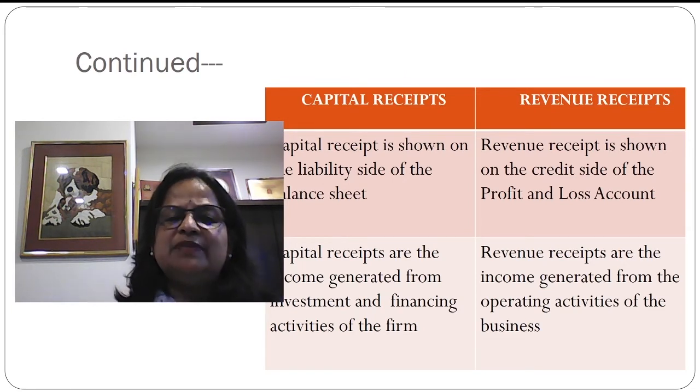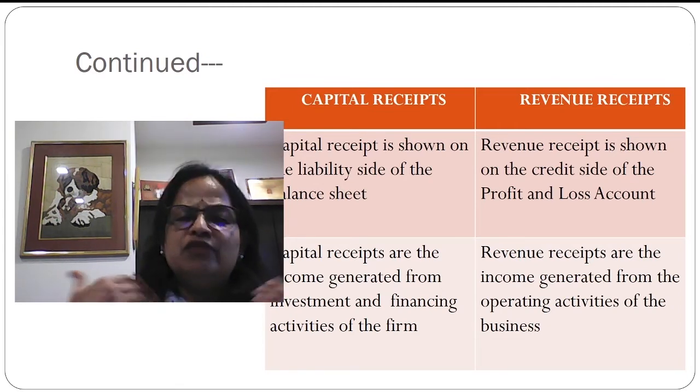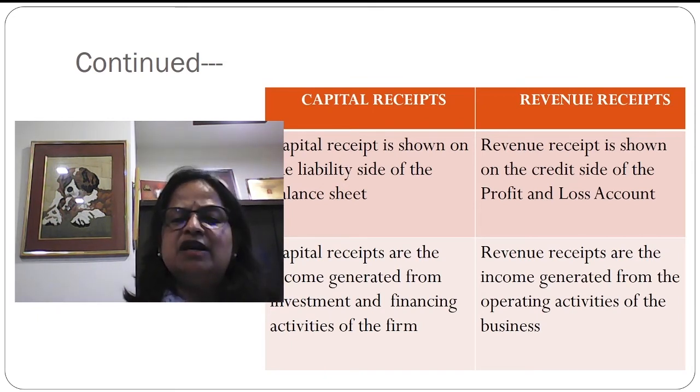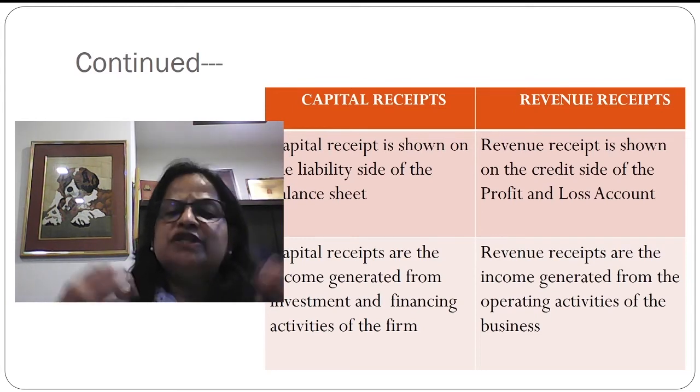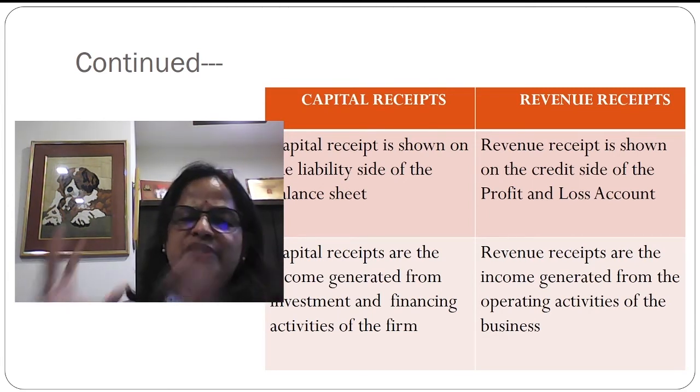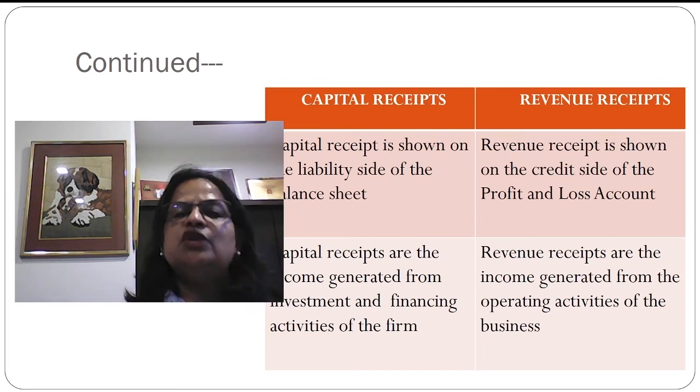Now, capital receipts are income generated from investment and financing activities of the firm. See, when you talk about capital receipts, meaning you are investing in fixed assets, then you are generating an income. When you are buying a plant or machinery, you are utilizing that for the manufacturing process. Then you are getting an income out of that. So from the fixed asset, you are generating income. Or if you are investing in capital, shares or debentures, that is the financing activity. When you are getting finance, you are using that finance for running the business activities. You are making profit. That is how you will get capital receipt.